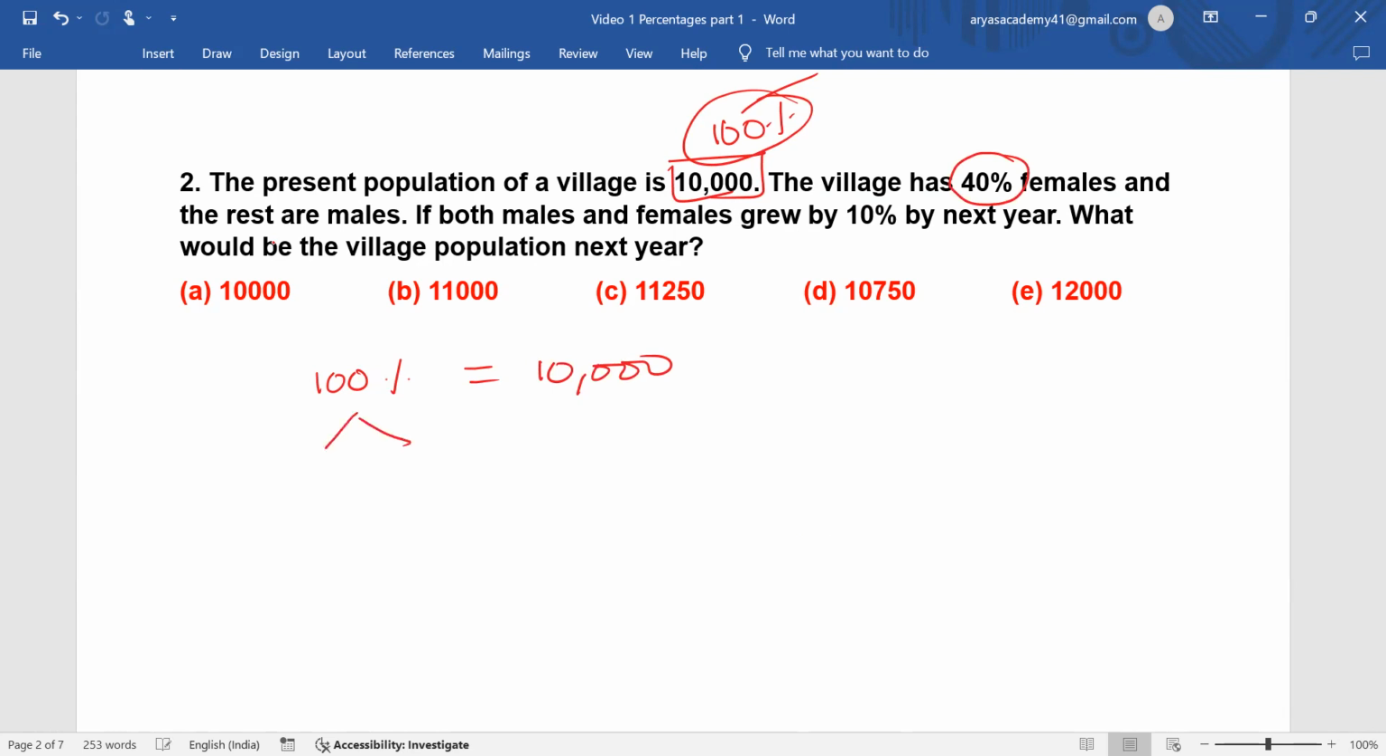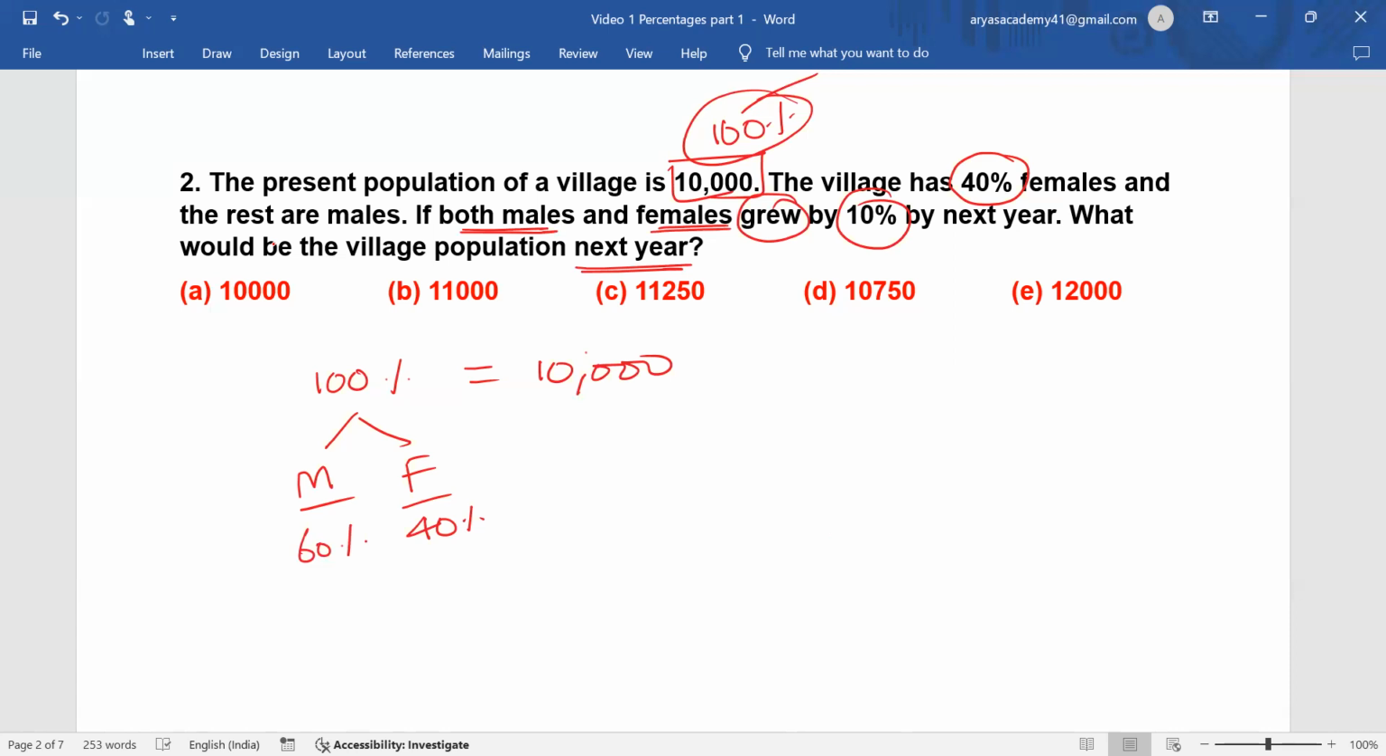It is very clear now. The village has both males and females, and they have very clearly stated that females are 40%. So it implies that automatically the males constitute 60% of the total village population. Now see the question: if both males and females grew, meaning increased, the population of both male and female increased by 10%, meaning female population increased by 10% as well as male population also increased by 10%. What would be the village population next year? After this increase, what would be the population by next year?